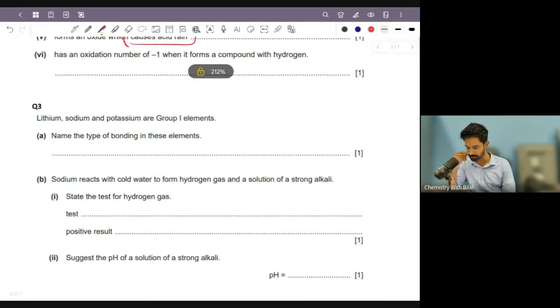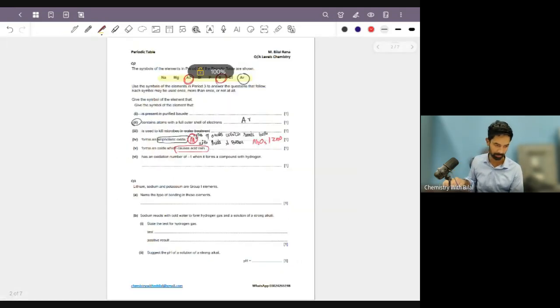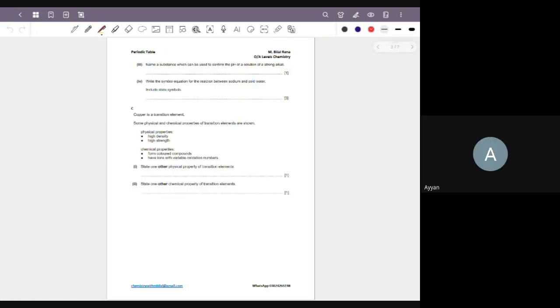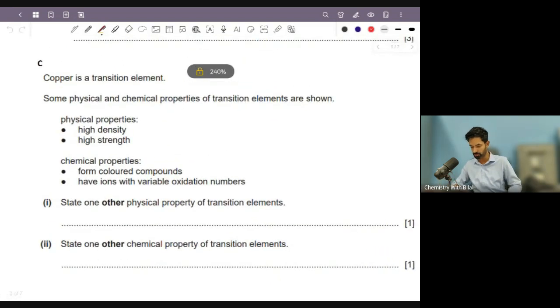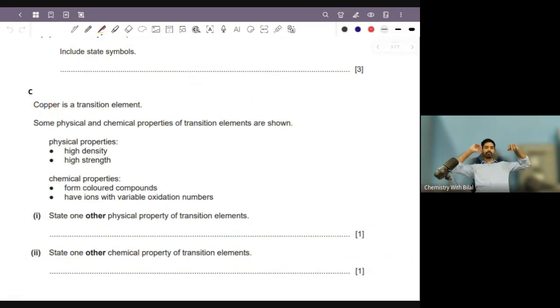What type of bonding is present in group 1 elements? Which bonding is there in group 1 elements, since they are metals? Sodium, lithium, potassium. What type of bonding would be there? Metallic. Metals have metallic bonding. I want everyone to respond to these two parts for 2 marks.